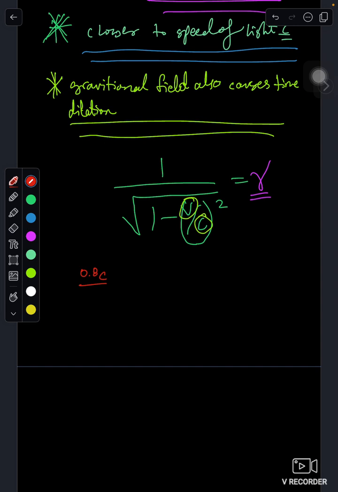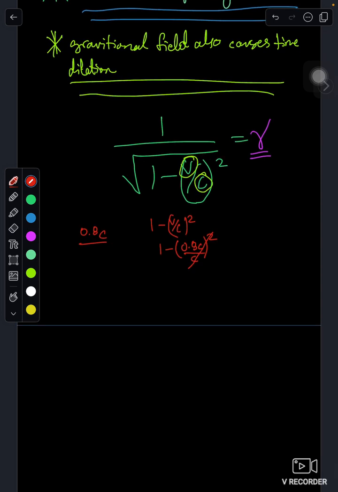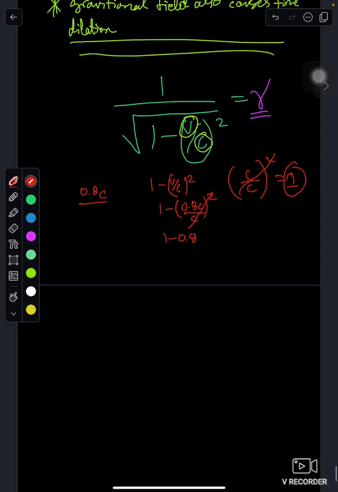So when we apply this, we get 1 minus (0.8c) over c squared. What happens? The c squared cancel each other, so we get 1 minus 0.8. The c squared over c squared equals 1. Okay.